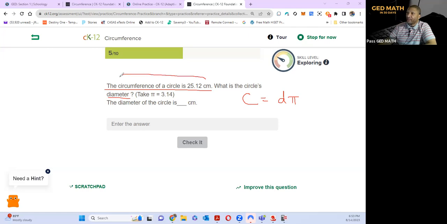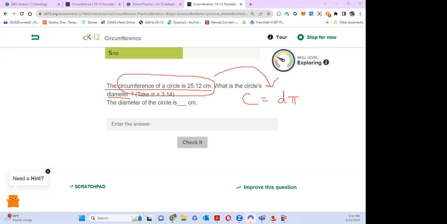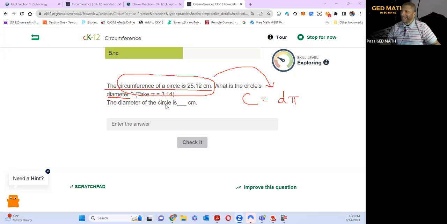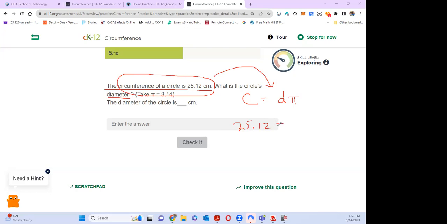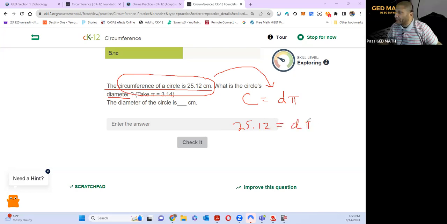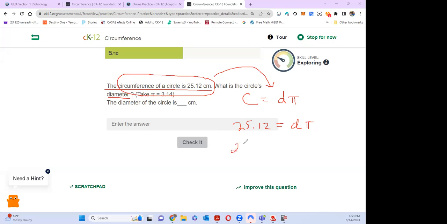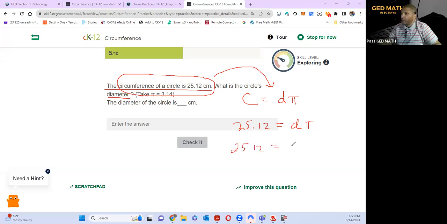Well, we're given that the circumference is 25.12. Where am I going to put that? Am I putting that as D? It's the circumference, so I'm going to put it as C. I'm going to rewrite the problem: 25.12 equals D times pi. Do we know what pi is? 3.14. So 25.12 equals D times 3.14.